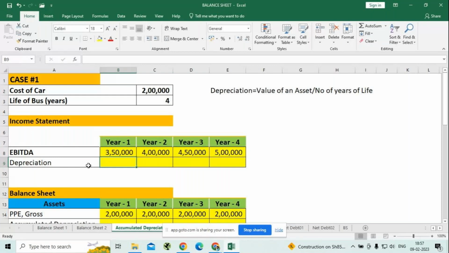So what is the value of depreciation? The formula to calculate depreciation is the value of an asset divided by the number of years of life of that asset. So the value of the asset is 2 lakh divided by the number of years of life. So that is 4. So this will be the same value for all the financial years.